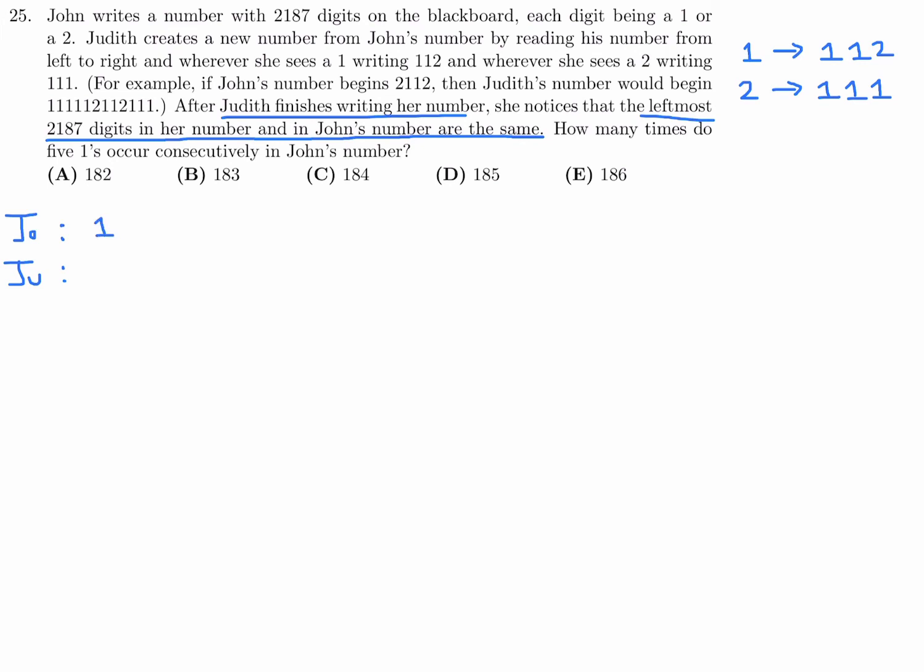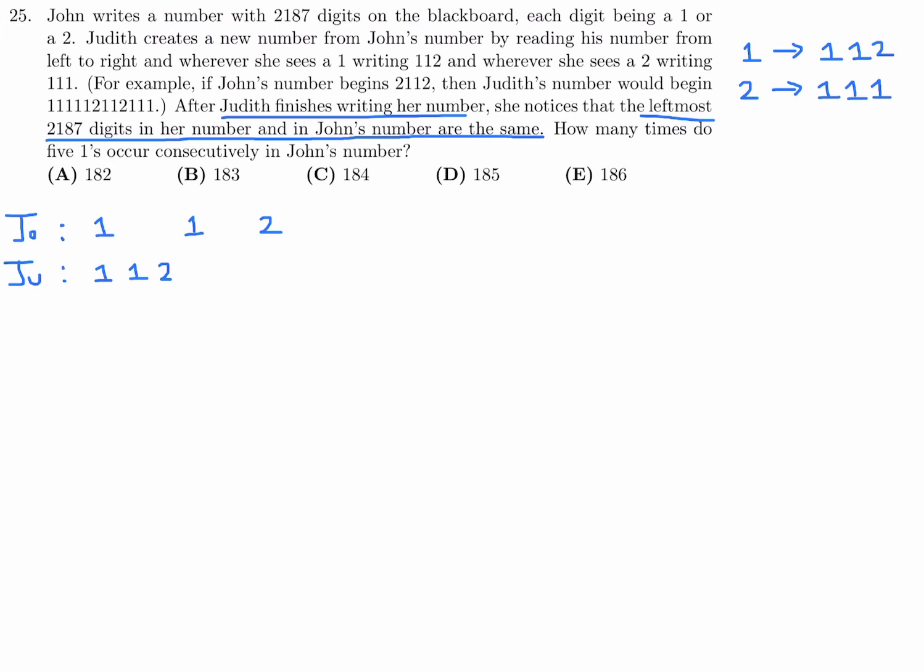Because if it's a 1, then Judith will then write 1 1 2. And so far, it matches. Okay? So if John's first number is 1, and then Judith writes this, then we know John's next number is also 1 and then 2. Why do we know that? Because the numbers always have to be the same for the first 2,187. You got it? Okay.